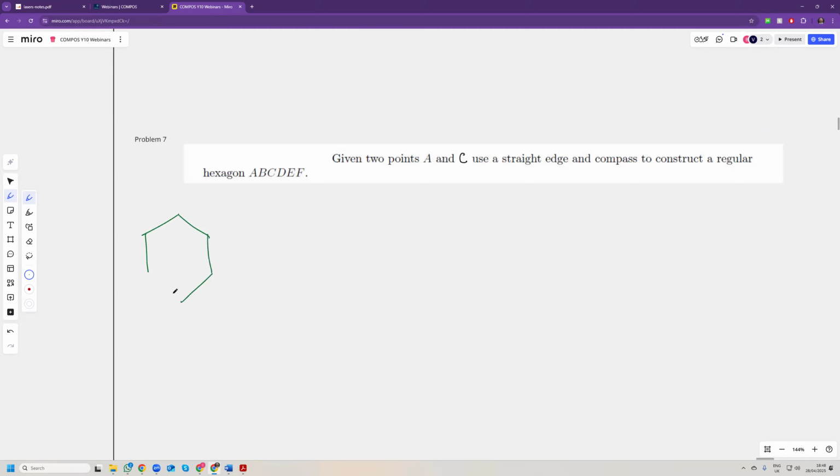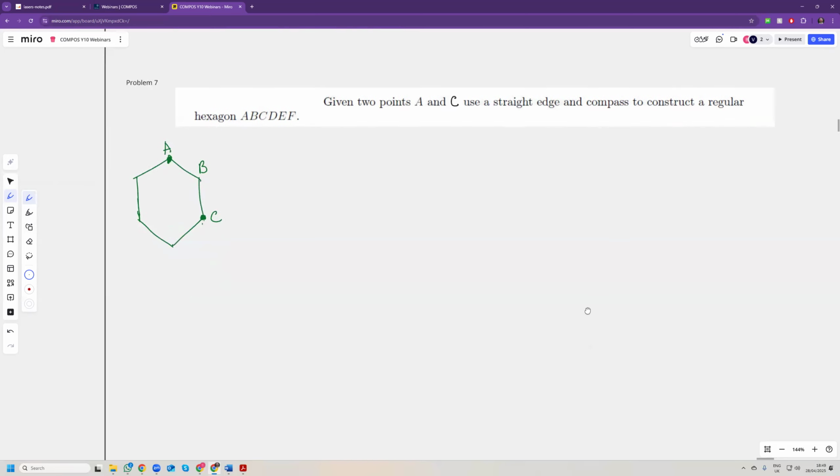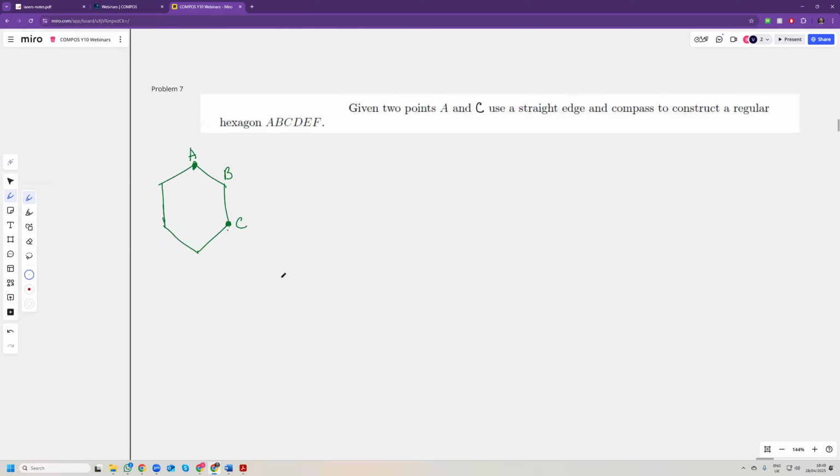So you got A, B, C. So you got these 2 points, and what you need is to find the whole hexagon. Wow, I just realized one thing. And this problem is not as difficult as I thought initially. Okay, there are many solutions. I'm gonna show you probably 2 solutions that I have come up with. I'm sure there are more.